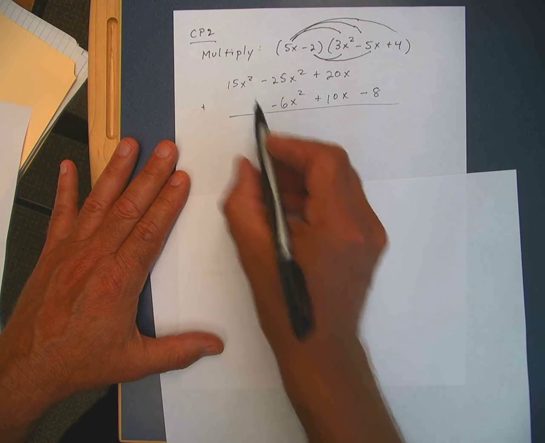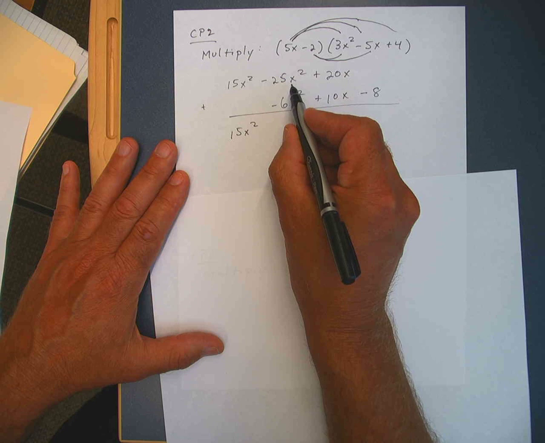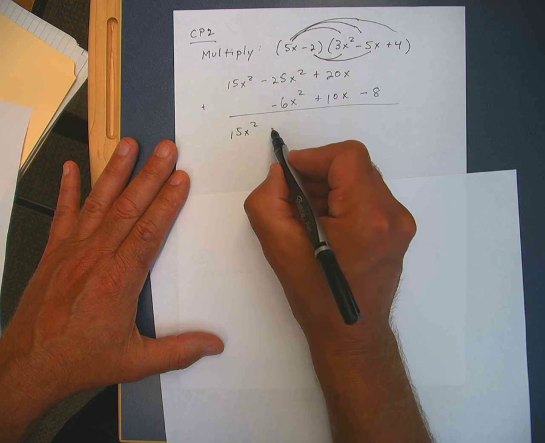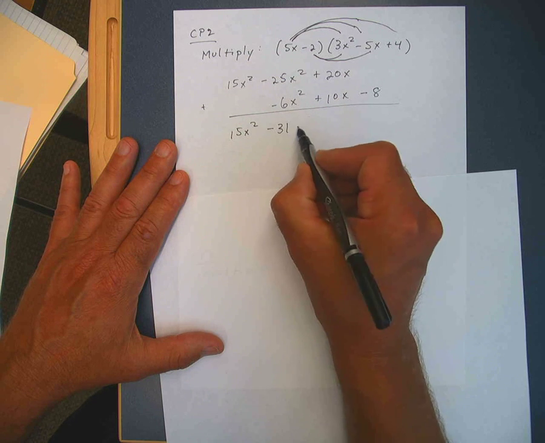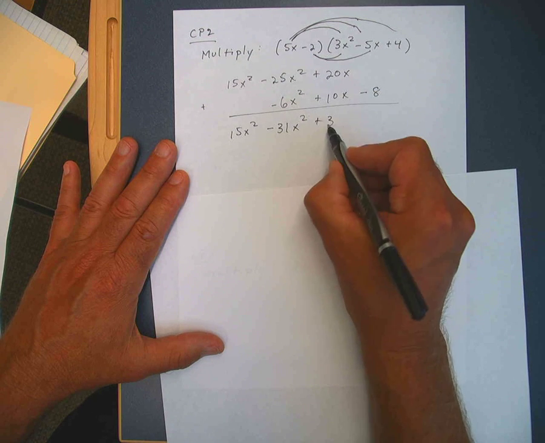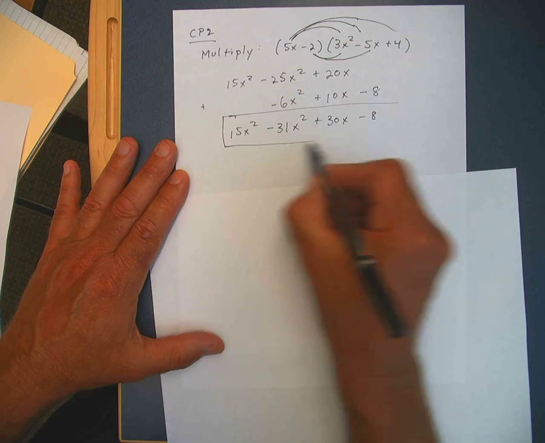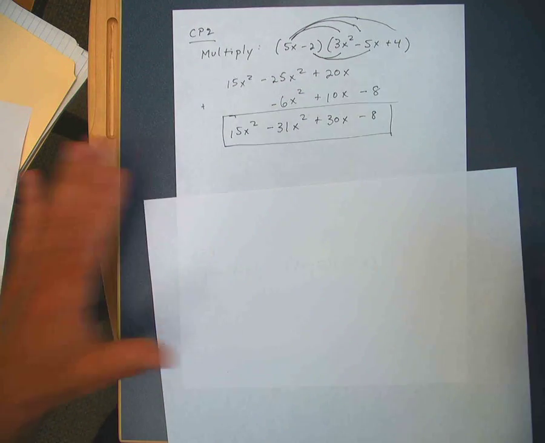There's nothing to add to this, so we'll bring that down, 15x squared. Here we have negative 25x squared minus 6x squared. That'll be minus 31x squared. 20x plus 10x, that'll be plus 30x, and then we have the negative 8 left over. So that's the method of gathering the terms as you go.